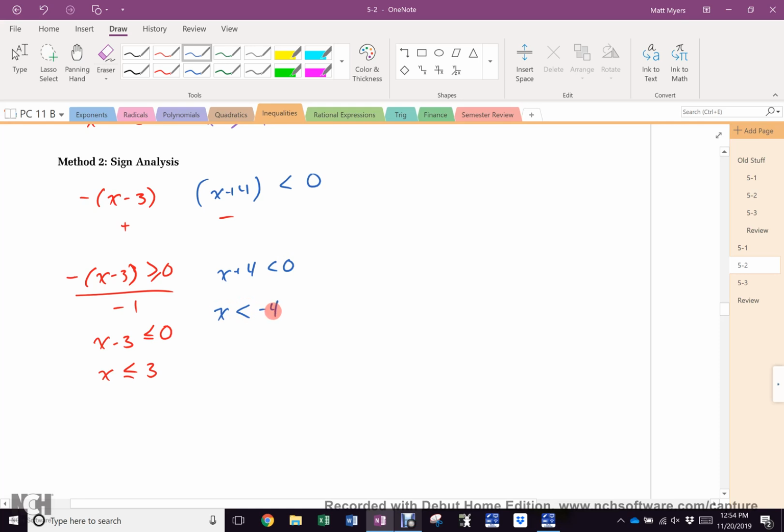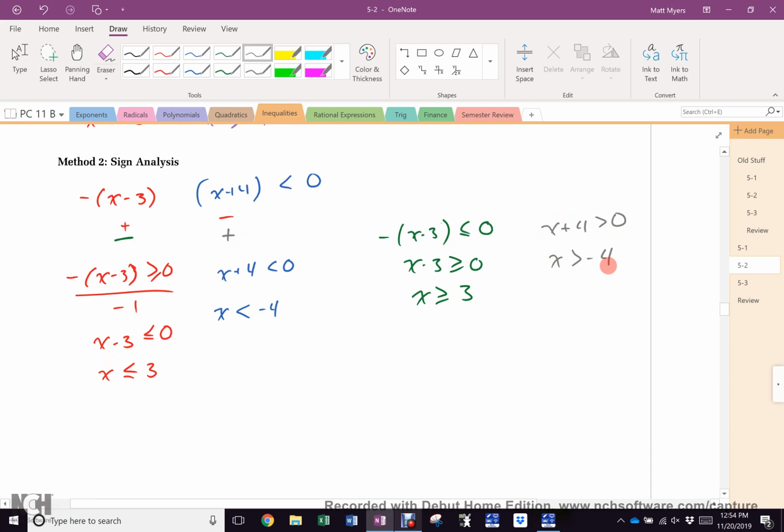Is everybody cool there? That's case 1, right? In case 2, what does this one have to be? Negative. And what does this one have to be? Positive, right? So that's case 1. Let's do case 2. Negative x minus 3 has to be less than or equal to 0. X minus 3 has to be greater than or equal to 0. X has to be greater than or equal to 3. Everybody follows me, yes? It's the exact same thing we just did. Everybody good? And then x plus 4 has to be positive now, which is greater than 0. So x has to be greater than negative 4.